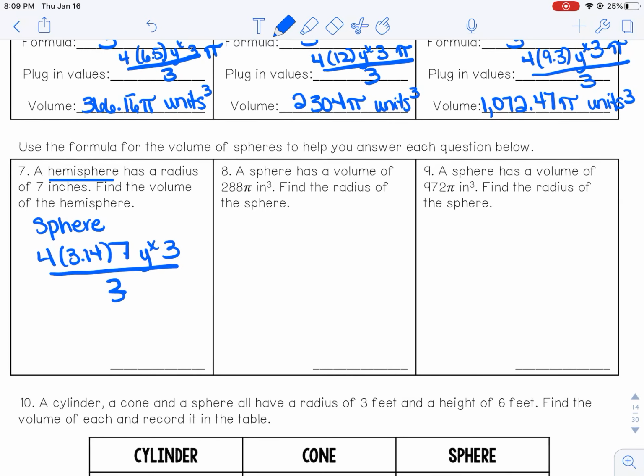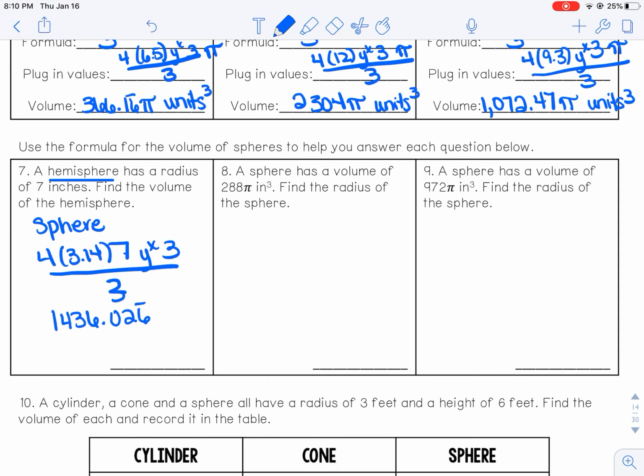Divide by 3. Okay, so 4 times 3.14 times 7, raise it to the power of 3, hit equal, then divide all that by 3. And I'm going to get the volume of the sphere is going to be 1,436 and a whole bunch of other numbers there. I think actually that's going to repeat.